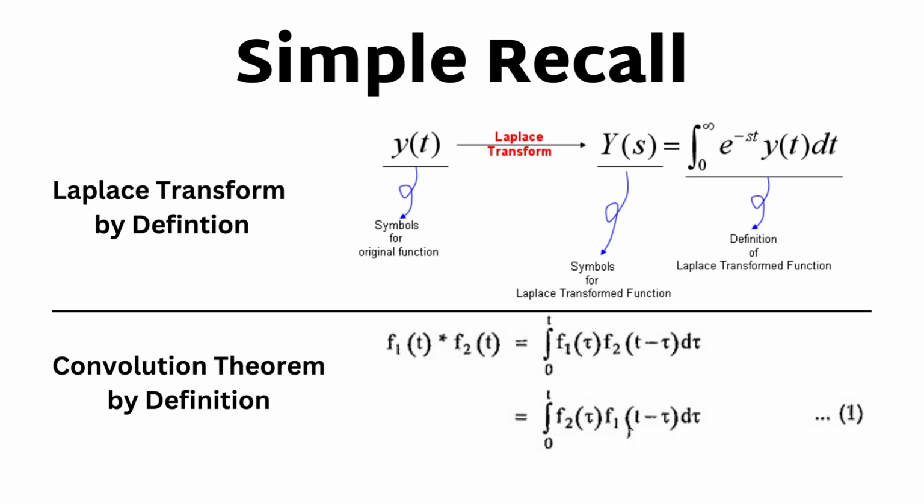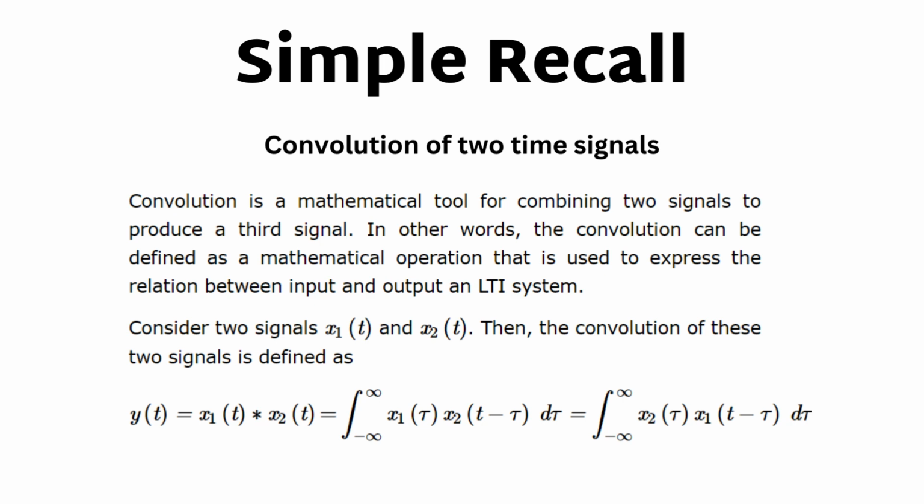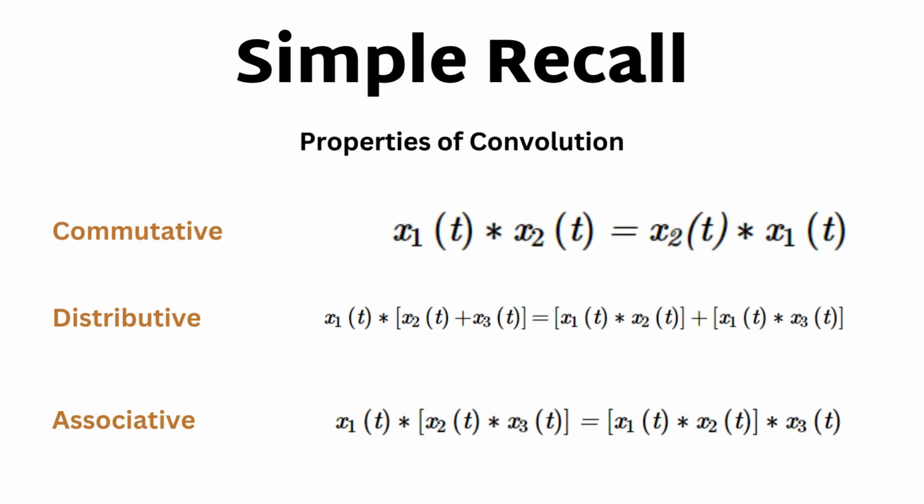Moving on to the convolution, it is denoted by a star, and it is also a mathematical operation, just as multiplication, addition, and integration. The convolution of two-time signals. Convolution is a mathematical tool for combining two signals to produce a third signal. In other words, convolution can be defined as a mathematical operation that is used to express the relation between input and output of an LTI system, or linear time invariant system.